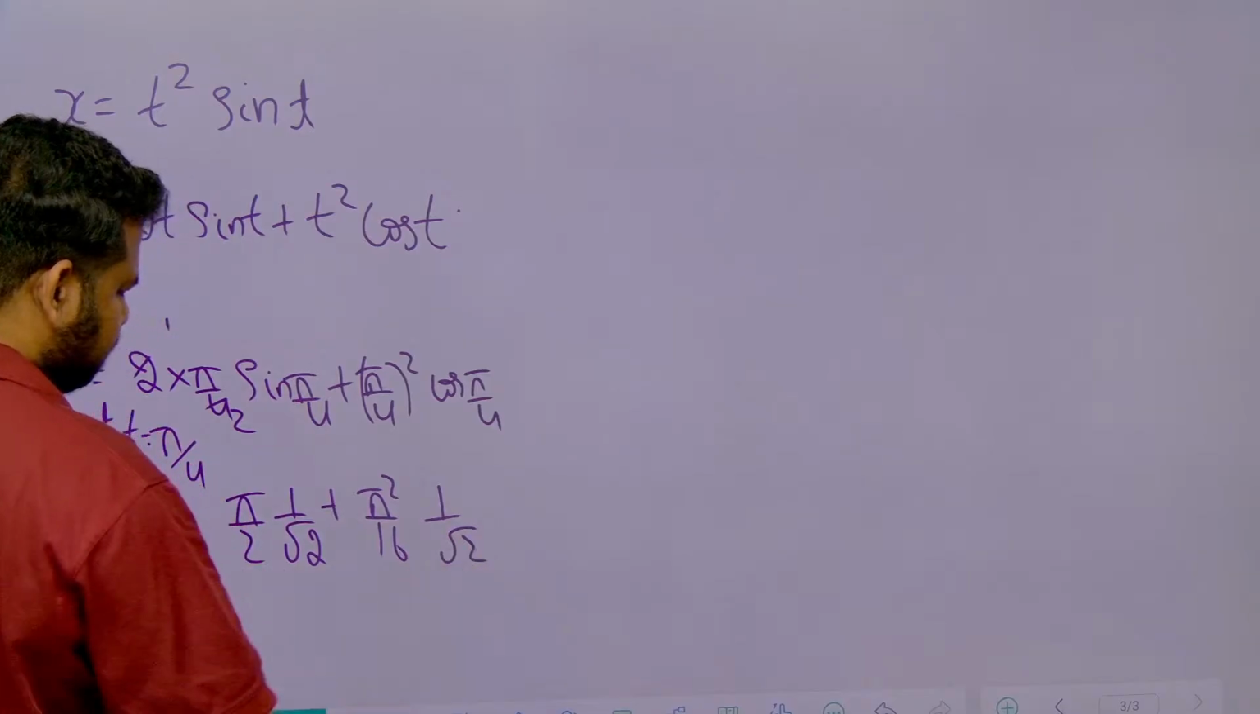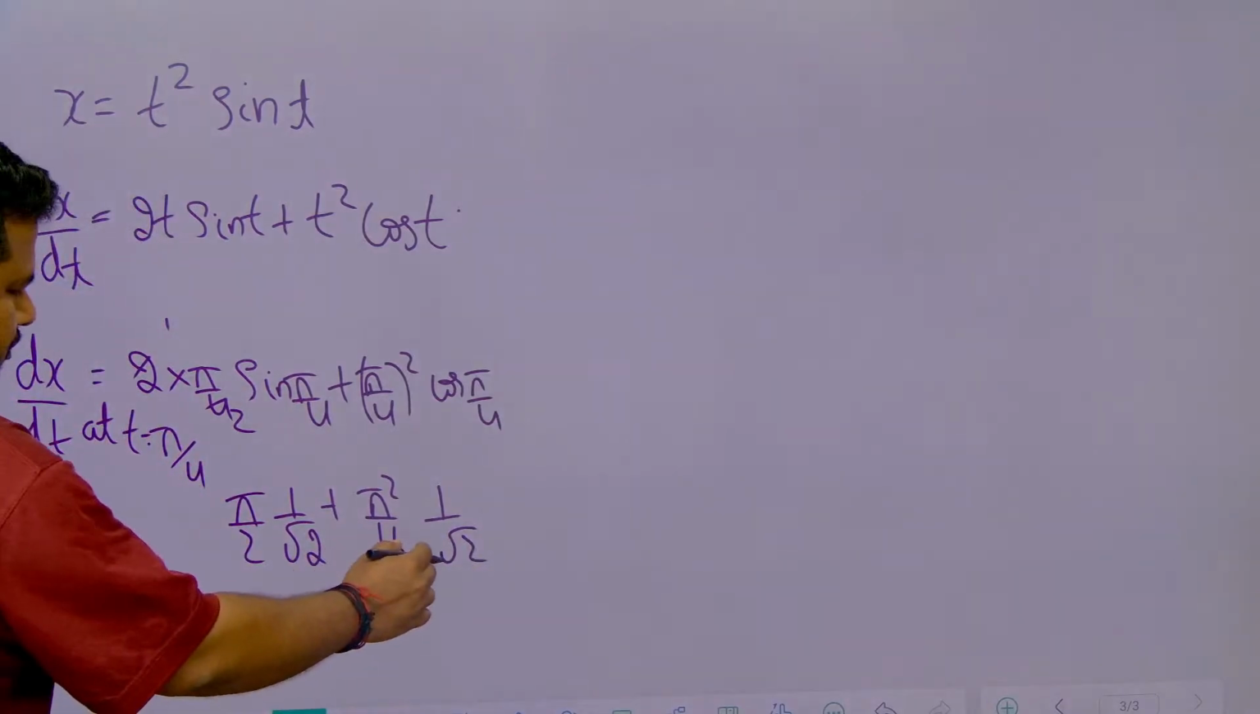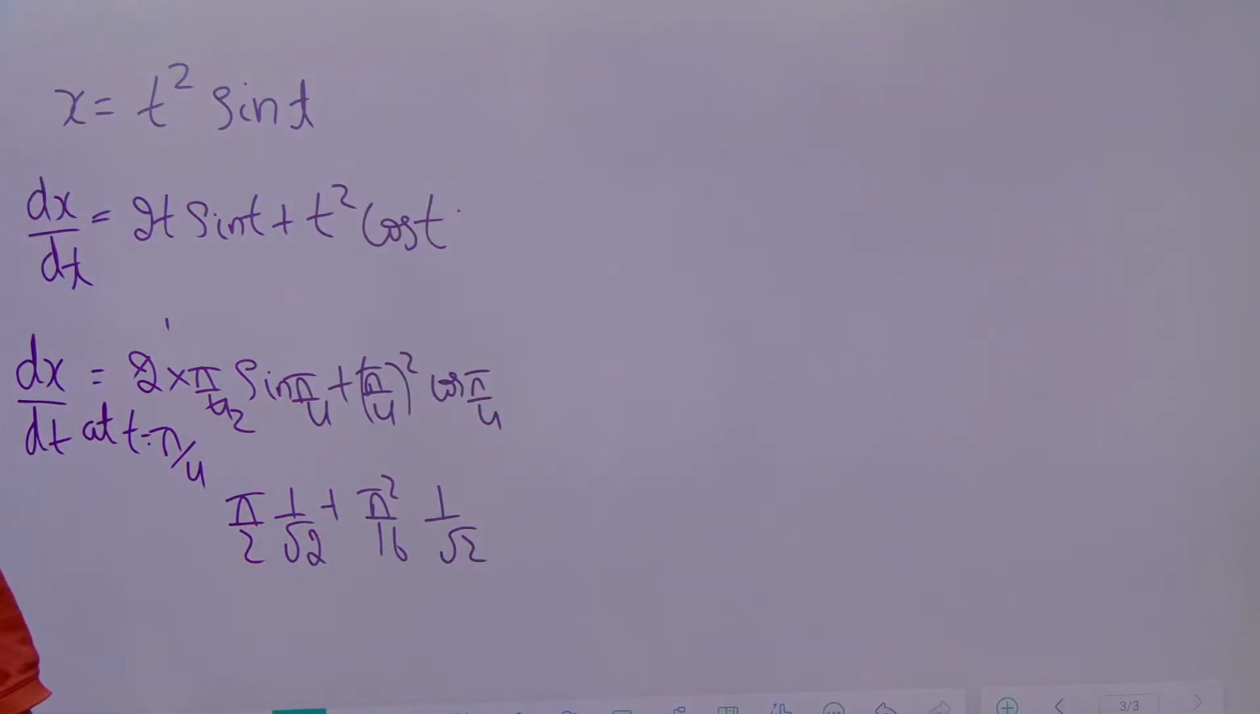Into what is this, pi by 4 is 1 by root 2. So what can I take common? I can take 1 by root 2 common. Okay, what else can I take common? Pi also I can take common, root 2 I can take common, and 2 also I can take common. So this entire thing I can take common.